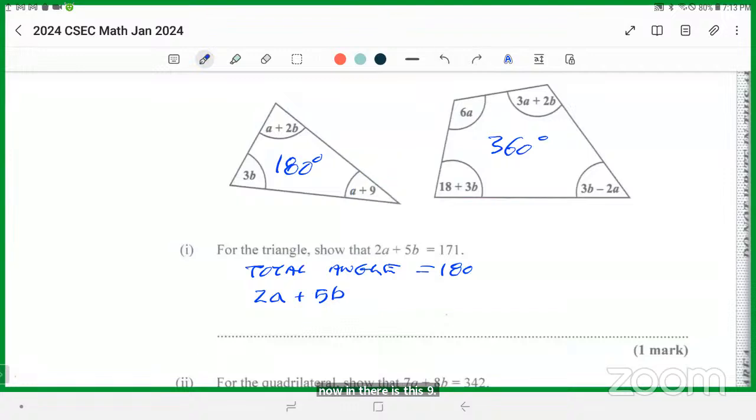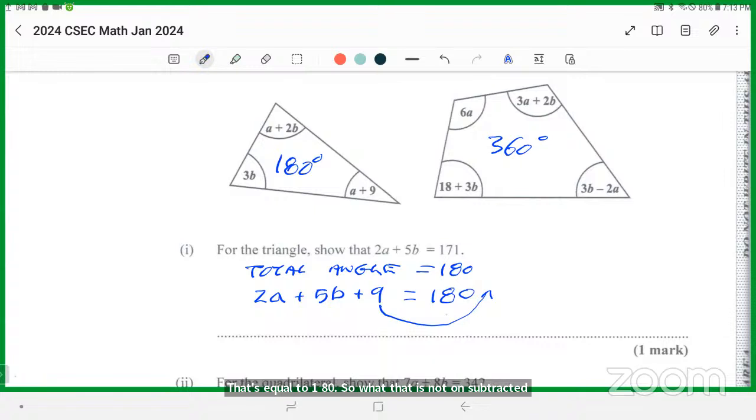And that will account for all the values in the angles. So I'm going to add plus 9. That is equal to 180. So if I take this 9 and subtract it over here, 180 minus 9 is 171. So let's write that. Subtract 9 now.